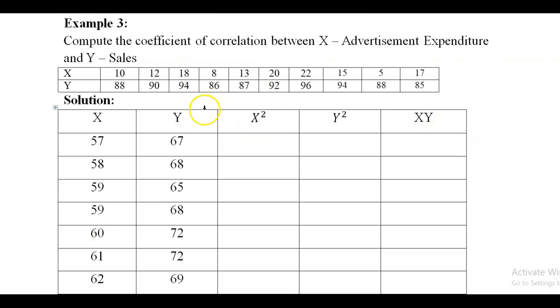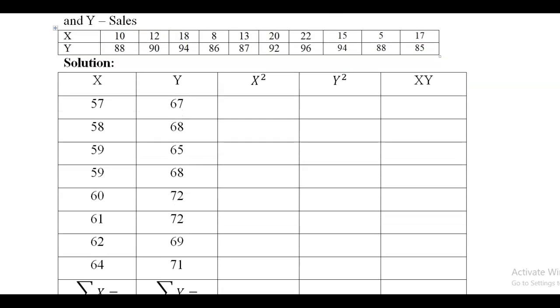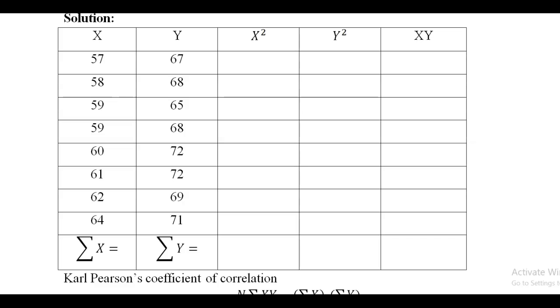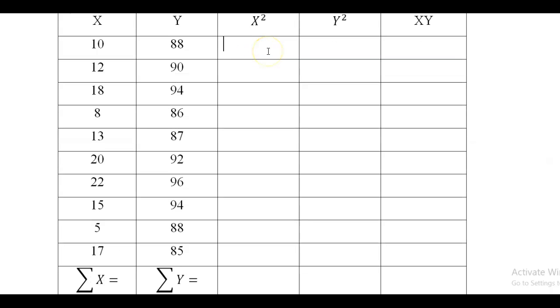Next example, compute the correlation between the advertisement expenditure and the sales. The x represents the advertisement expenditure and y represents the sales. So here x and y values are given. We will go with the second formula. That is, to apply that formula, we need to find x square, y square and xy of x and y. Now we have to square the first column, as well as the second column.